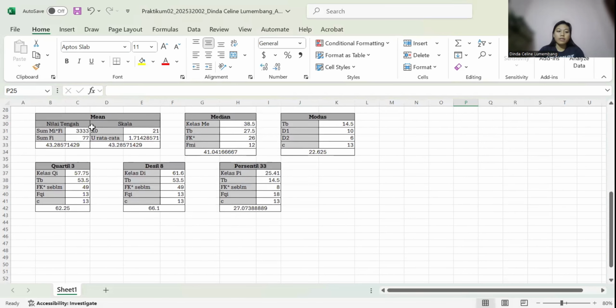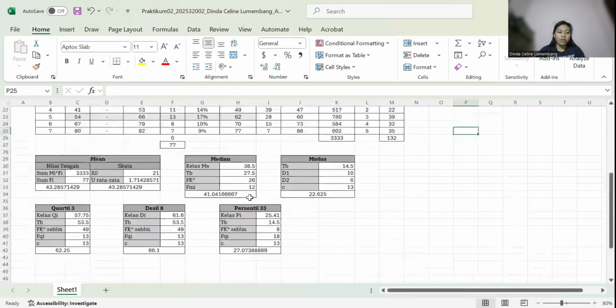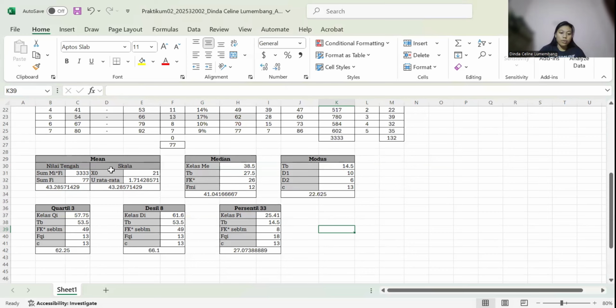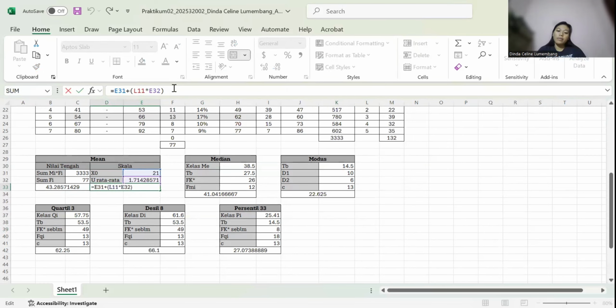For the next table is searching for value of mean. To get the mean value, there are two ways. The first is by dividing the total of the mid value times frequency row by the total of frequency row. This is the result of dividing the mid value times frequency row. And then the second is with a scale, where the value is obtained by multiplying the class width by the average U, then adding the result to x0.